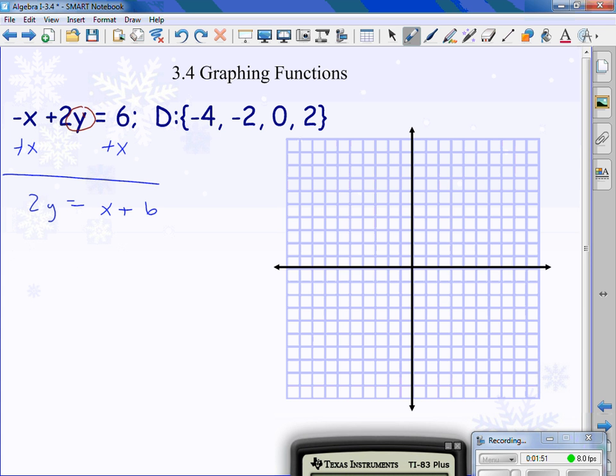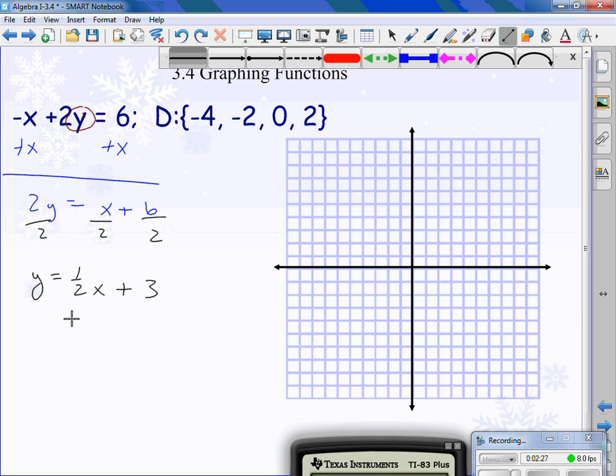Now what do I need to do to solve for the y? Divide everything here by 2. Divide by 2, divide by 2, divide by 2. Y equals, now this x over 2, what's another way I can think of it? What number's really here? 1. So it's really 1/2 x plus, what's 6 divided by 2? 3. By rearranging it so it's y equals, now all I have to do is substitute in.